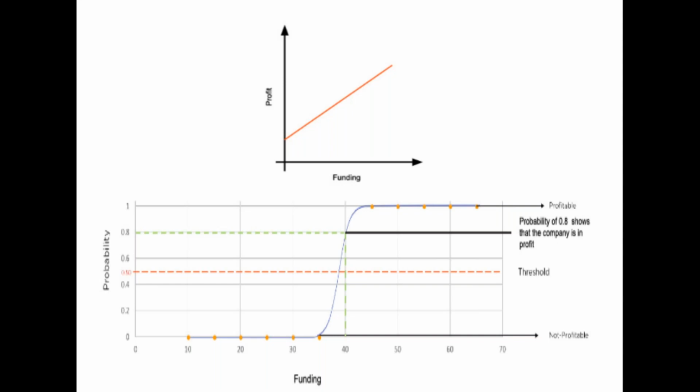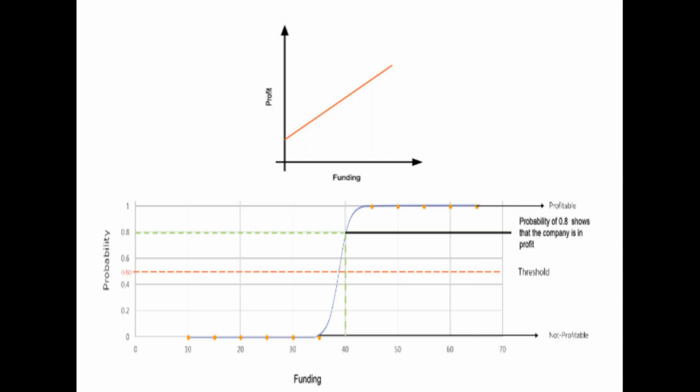Now, in this next graph, the x-axis is our independent variable, funding, and the y-axis is no longer a dependent variable, profit, but rather the probability of profit. For logistic regression, you make use of a sigmoid function. The sigmoid curve is the line of best fit. In this example, we have plotted several companies with various funding levels from 10 to 70 and indicated whether they are 0, non-profitable, or 1, profitable, on the graph.